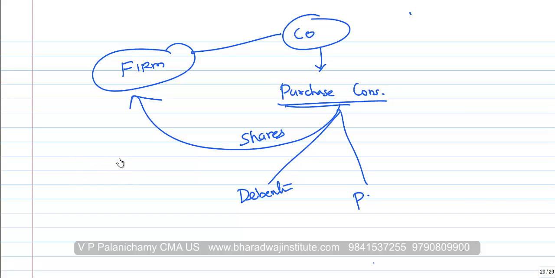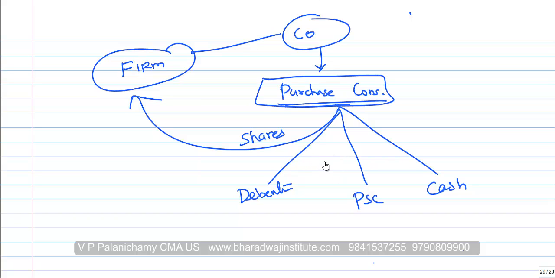Or it can be in the form of preference share capital. Or it can be given in what? Cash. Clear. Depending upon the agreement. It all depends on what? Agreement. So this is what we are going to learn extra.